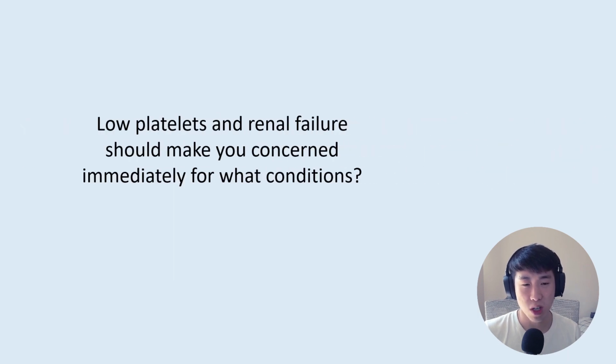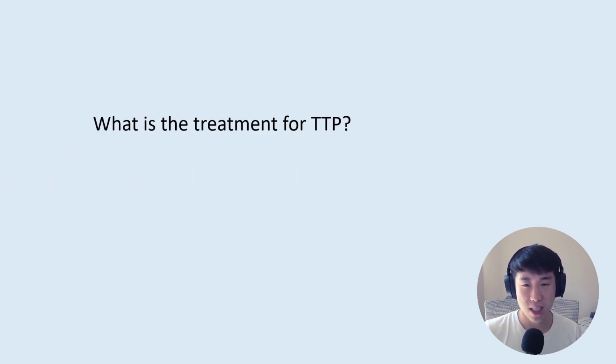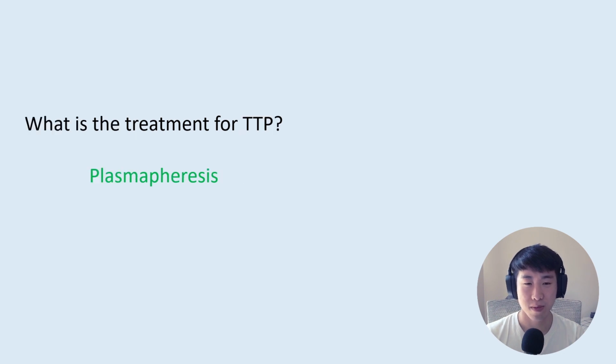Low platelets and renal failure should make you immediately concerned for what conditions? That would be TTP and HUS. What is the treatment for TTP? That'd be plasmapheresis, and this was again during one of our noon reports, and I had thought it was steroids, but actually you go straight to plasmapheresis apparently for TTP.